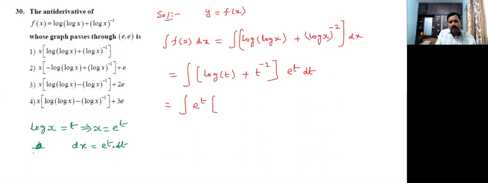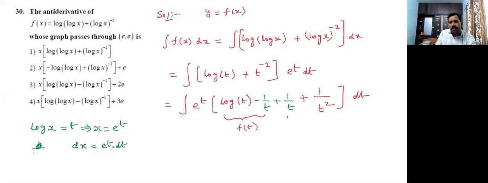Here onwards, e power t into log t plus 1 by t square. The derivative of log t is 1 by t, but here there is no 1 by t. What do we have to do? Subtract 1 by t, add 1 by t. Students, did you understand? Into dt. So overall, this term is f of t, and this is f dash of t.